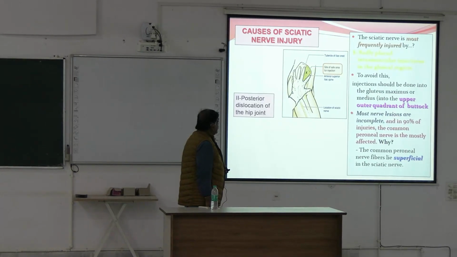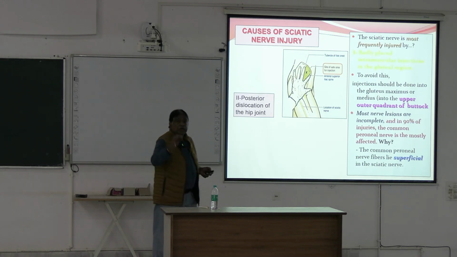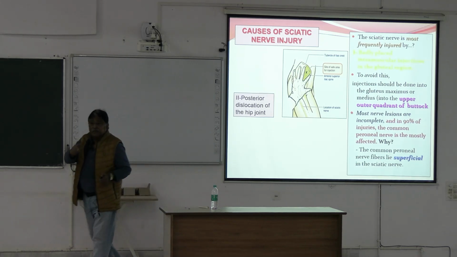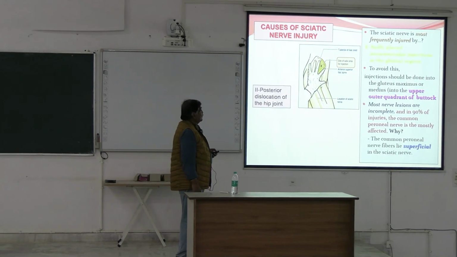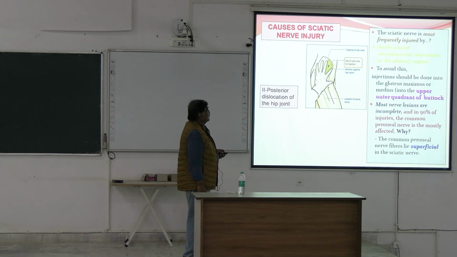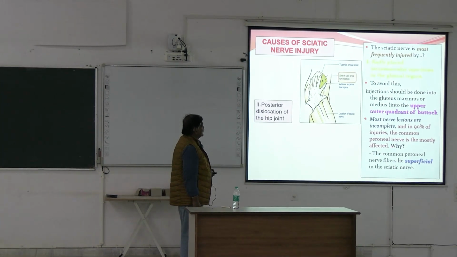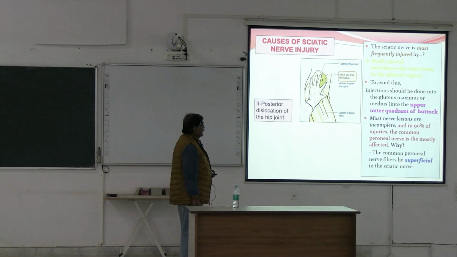Most nerve lesions are incomplete, and in 90% of injuries, the common peroneal nerve is the most affected. Why? The common peroneal nerve fibers lie superficial in the sciatic nerve. But injection should be done into the gluteus maximus or medius in the upper quadrant of the buttock.